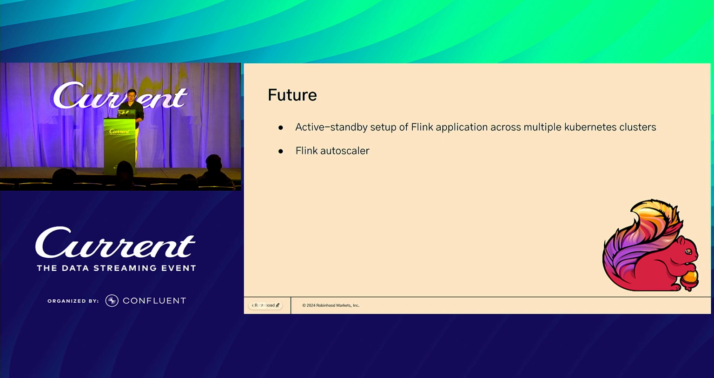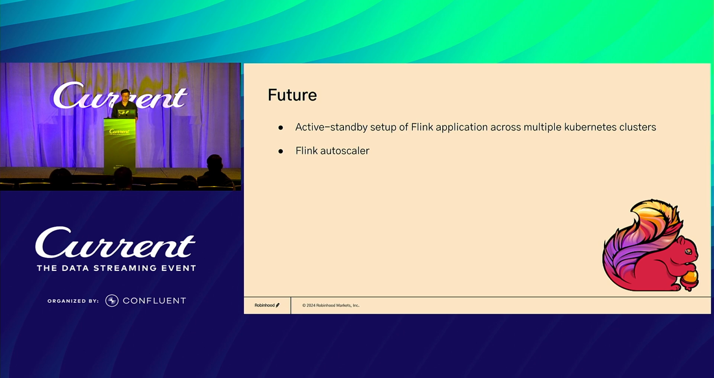Up until now, I was talking about the work that our team has done so that application teams can continuously deploy the latest version of code for their Flink applications. Some items on our roadmap to enhance our Flink setup include active-passive setup of a Flink application across multiple Kubernetes clusters. Currently, we have multiple Kubernetes clusters, and if an application team wants to deploy their Flink application on all Kubernetes clusters, then they need to set up the application in active mode across all Kubernetes clusters.